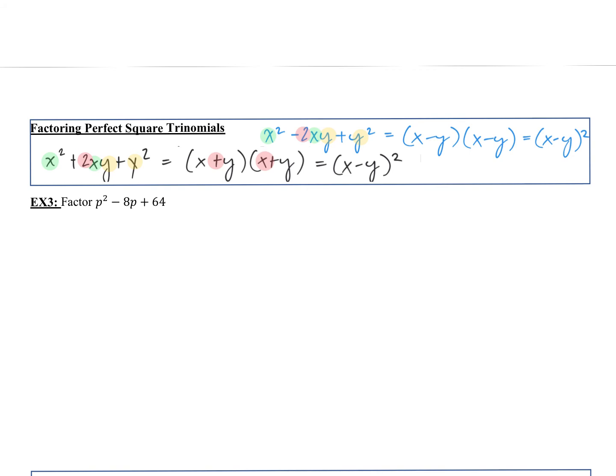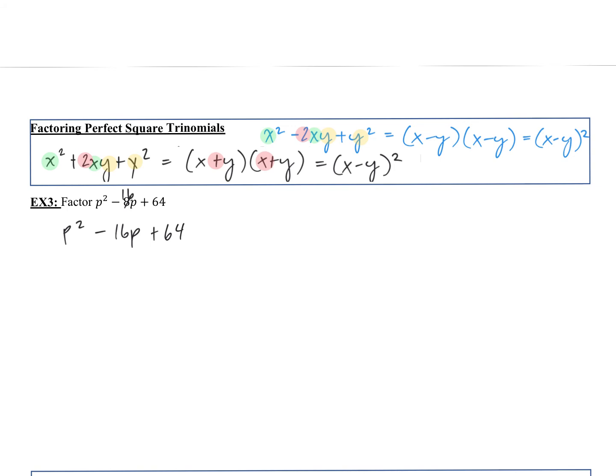So let's take a look at example 3. Factor p squared minus 8p plus 64. There is a small typo in this, and hopefully I fixed the typos that are appearing on this before you guys get the notes. So this is p squared minus 16p plus 64.